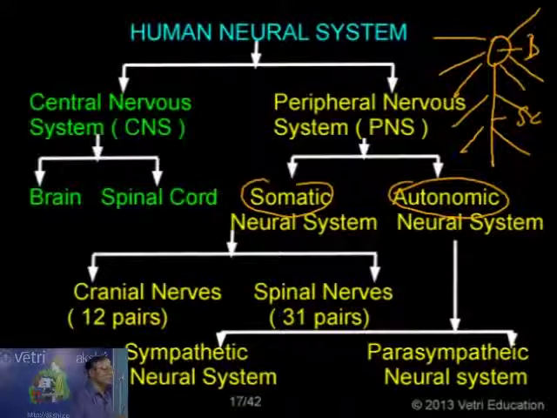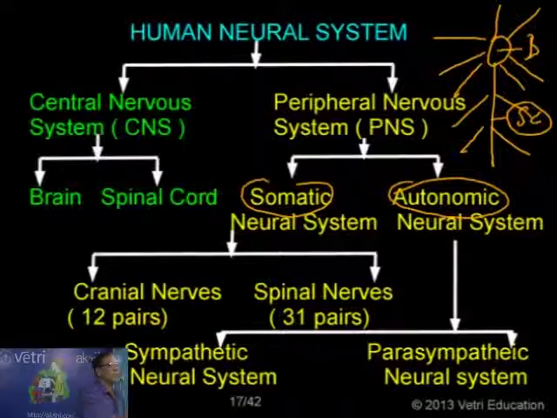Now, the somatic neural system includes mainly those nerves arising from the brain as well as from the spinal cord. From the brain we have nerves arising, called cranial nerves. There are 12 pairs of cranial nerves. And from the spinal cord, 31 pairs of nerves arise. Both the spinal nerves from the spinal cord and the cranial nerves from the brain together constitute the somatic nervous system: cranial nerves of 12 pairs, spinal nerves of 31 pairs. We'll go back to this later once again.